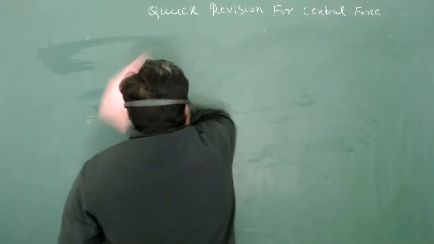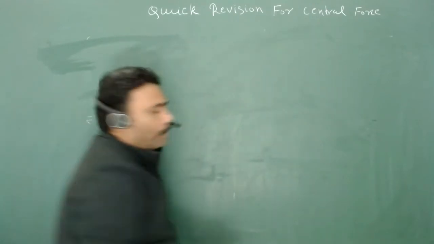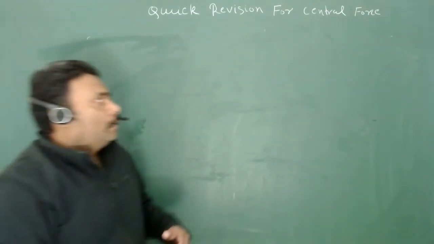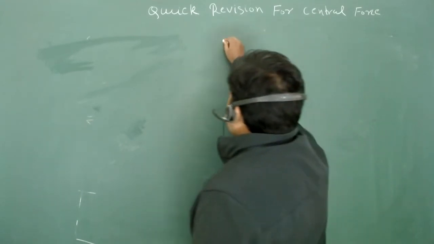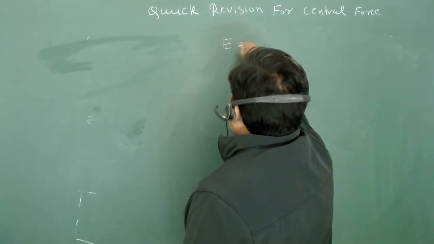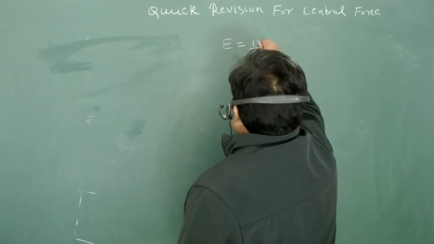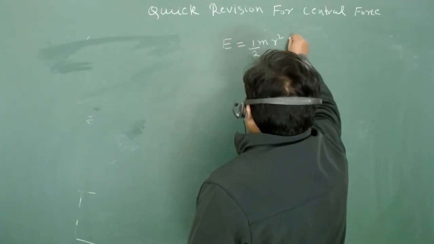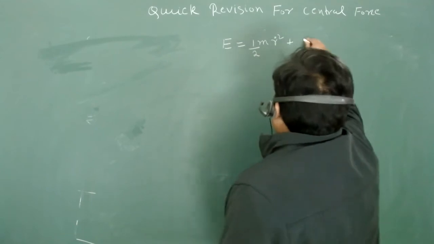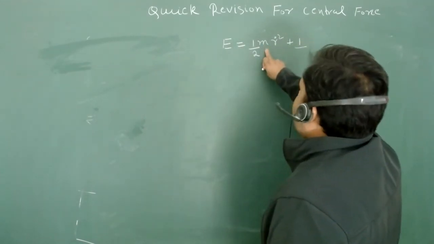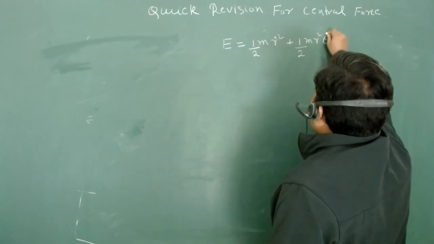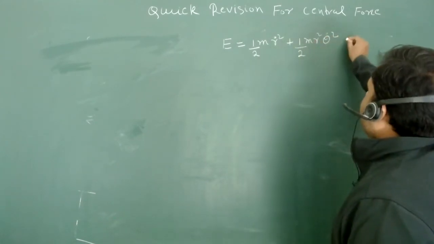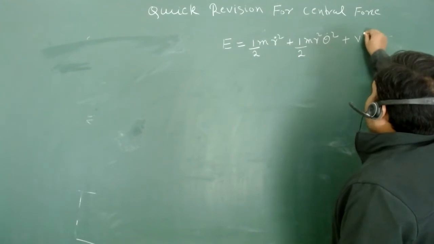So let's go for a quick revision for V effective, or effective potential. We can just use the energy part. This energy is equal to half m r dot square, this is your translation kinetic energy, plus half m r square theta dot square, this is your rotational kinetic energy, plus potential V(r).